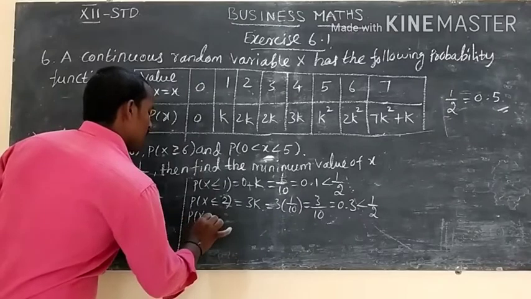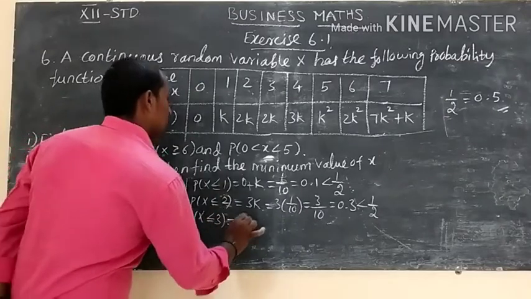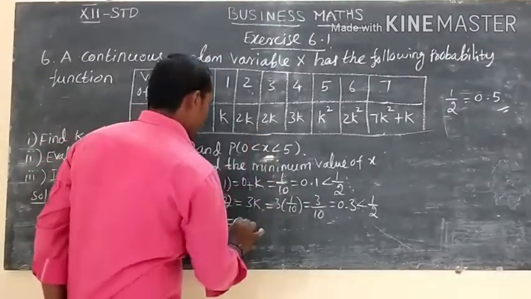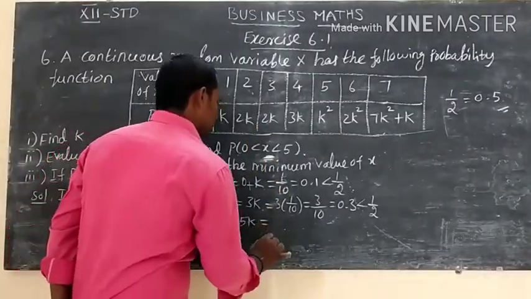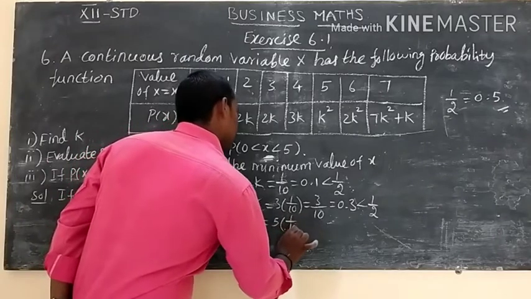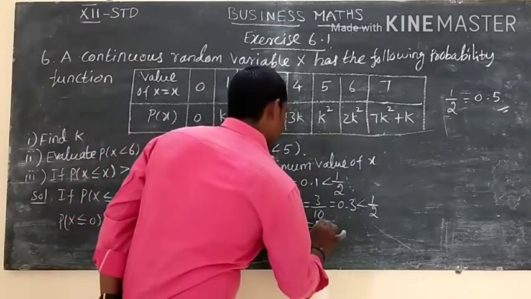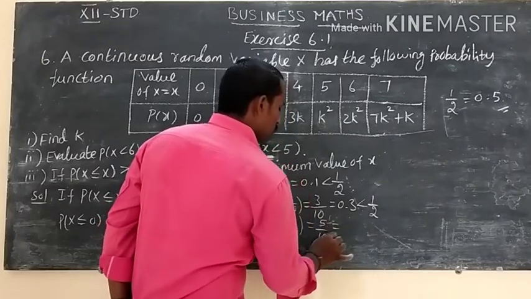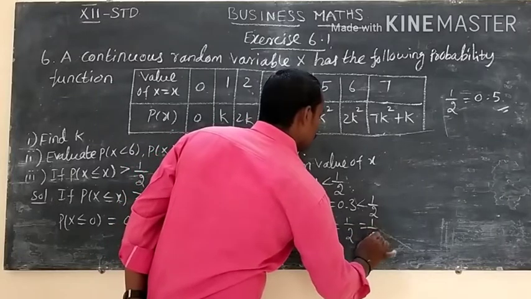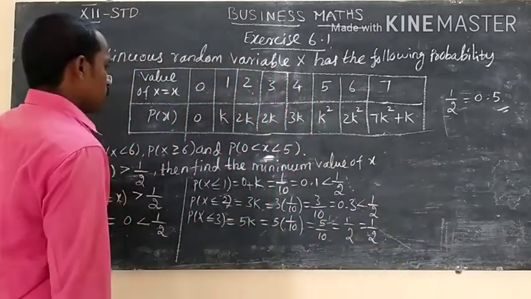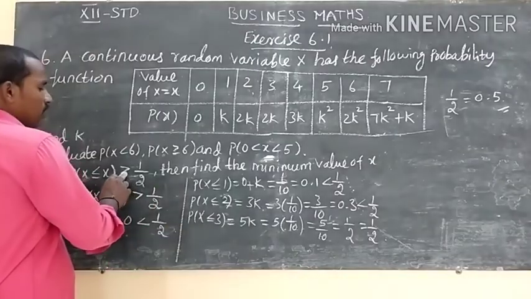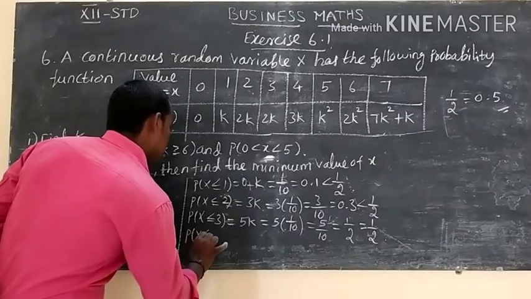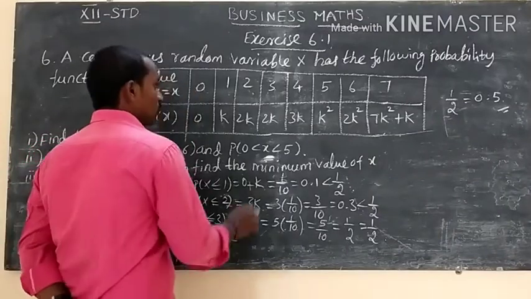Then P of x less than or equal to 3, up to 3: 3k plus 2k, 3 plus 2, 5k. 5k is equal to 5 into 1 by 10, which is equal to 5 by 10. 5 by 10 is 1 by 2, 1 5s are 5, 2 5s are 10. Which is equal to 1 by 2. But here we need strictly greater than value, the greatest value. So P of x less than or equal to 4, up to 4.